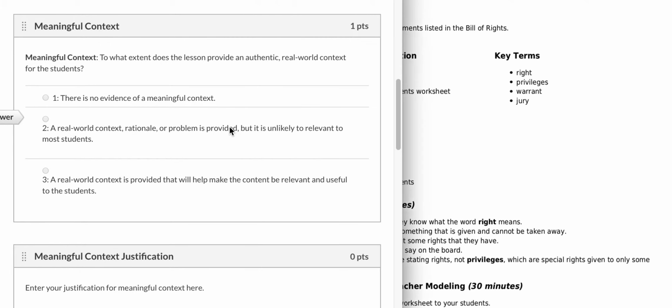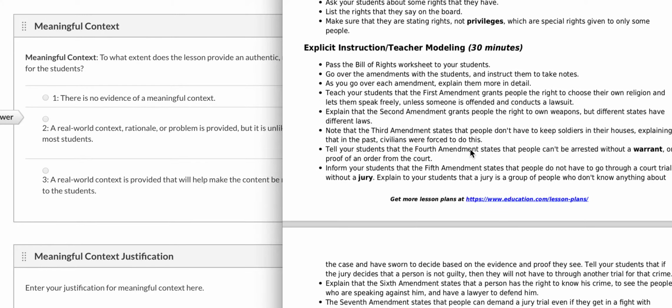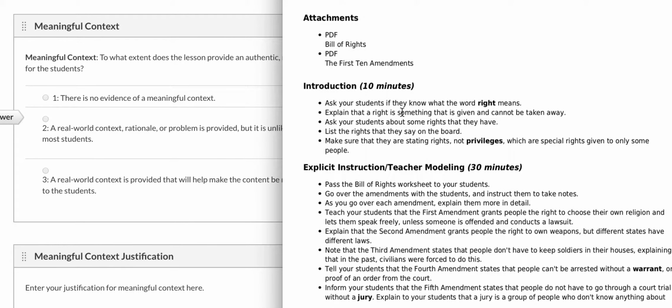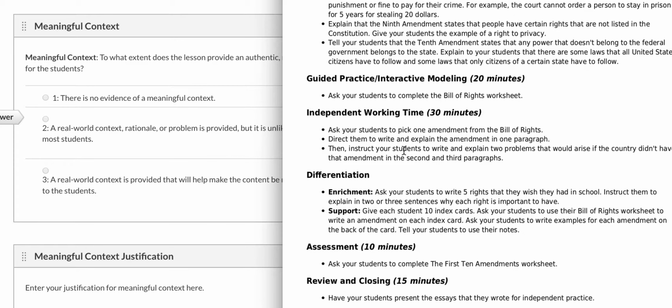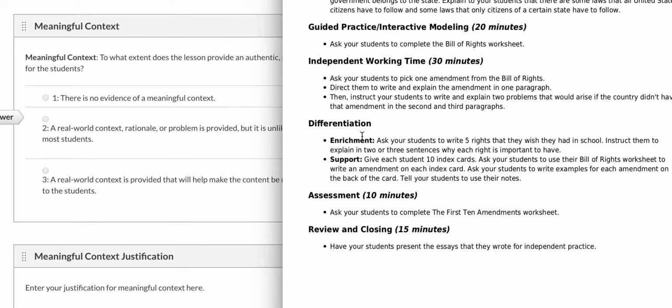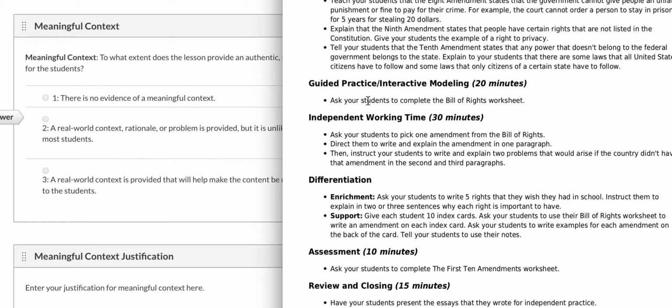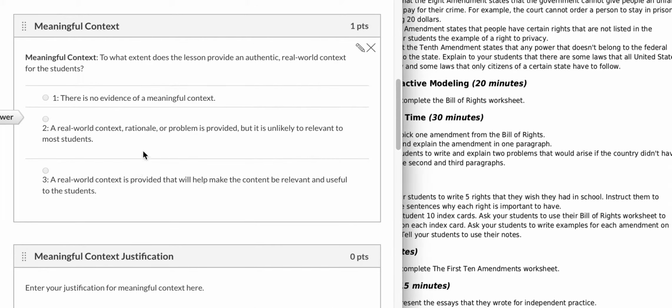For a meaningful context, in this case, a real world context is given in the sense that they ask what rights they have, and that could be good. And that could tip you up to a 3, but that's really just in the introduction. It doesn't really get at the idea about why each one of these rights are important to each individual. Now, however, when you get to the independent working time, where they are picking one and then trying to come up with 2 different problems, you could go all the way to a 3 again here.